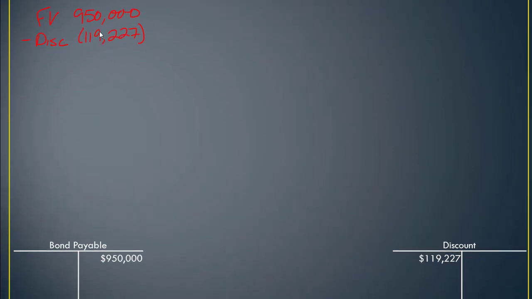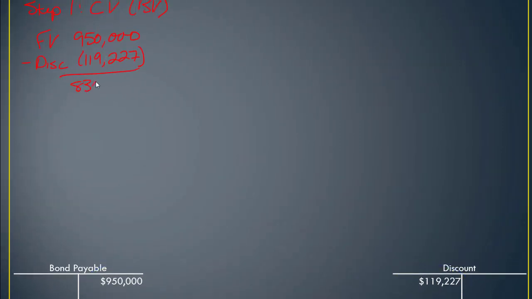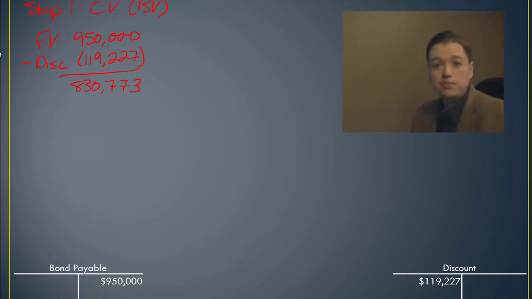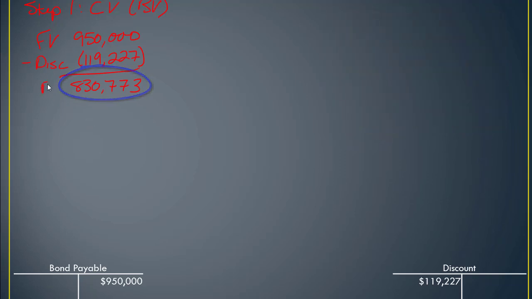So 119,227. And I know I subtract, like we just mentioned, because this has got a credit balance and that one's got a debit balance, so we can't add them together. And that gives me the 830,773, which for the very first interest payment, that number needs to match up with the cash that we got.